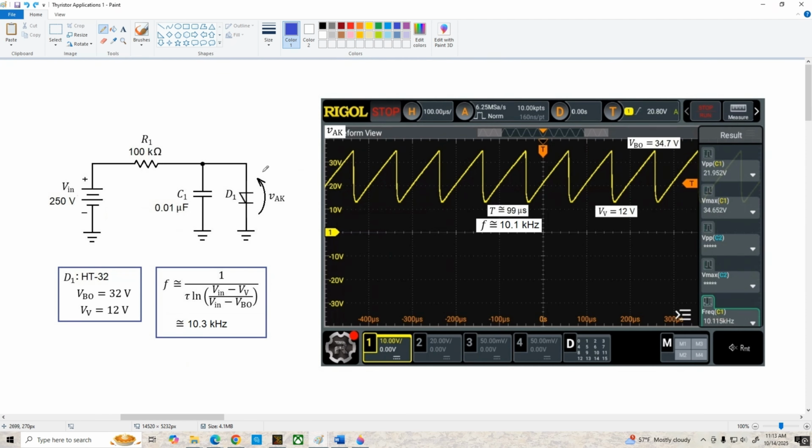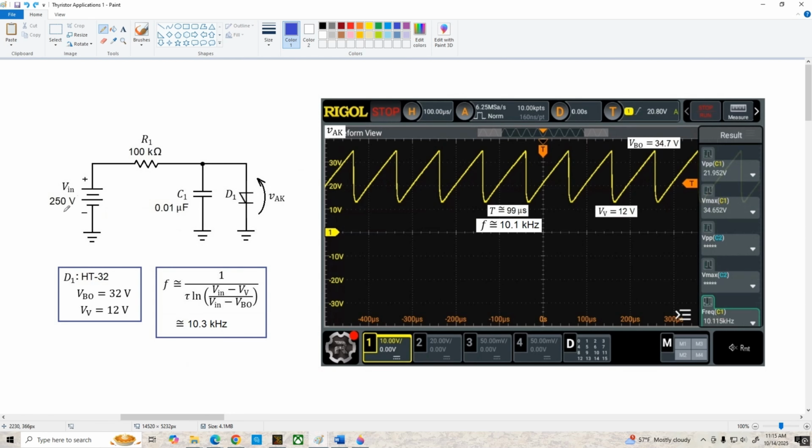Connecting the scope up to measure from anode to cathode, this is the waveform we get, and we're reaching a breakover voltage of about 34.7 volts. That's our Vmax value shown here. And our valley voltage is about 12 volts. We've got a period of roughly 99 microseconds, and the frequency is approximately 10.1 kilohertz. I labeled it here, but we can also see it over here, and that's pretty close to the calculated frequency, so we're not doing too bad here.